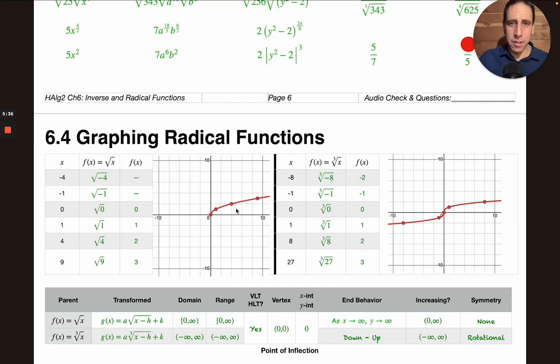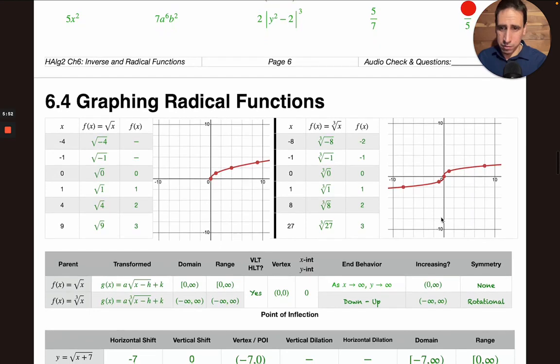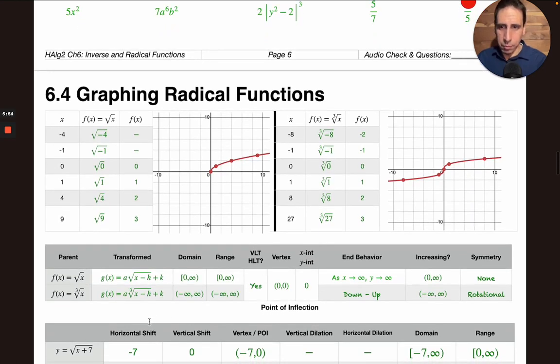There's no symmetry on this one, unless, of course, you're going to somehow draw the lower arm of the parabola. Then it would have reflectional symmetry. But we're just looking at this as a function. And here, there's rotational symmetry about the point of inflection right here. Let's see what happens when we start introducing some transformations.